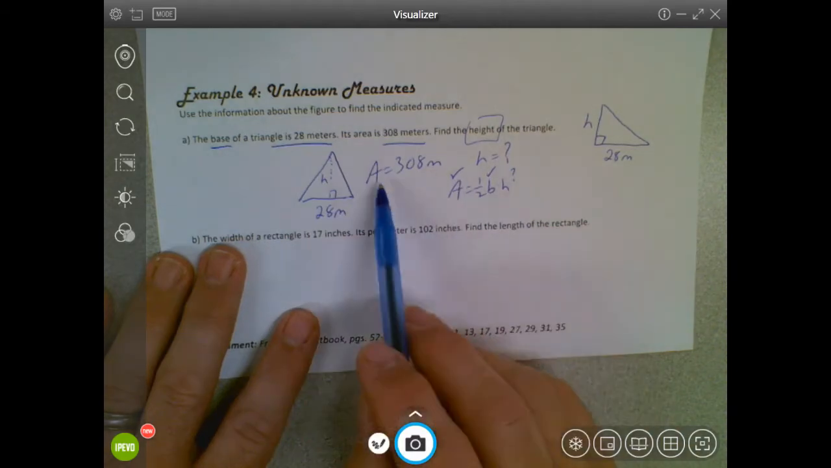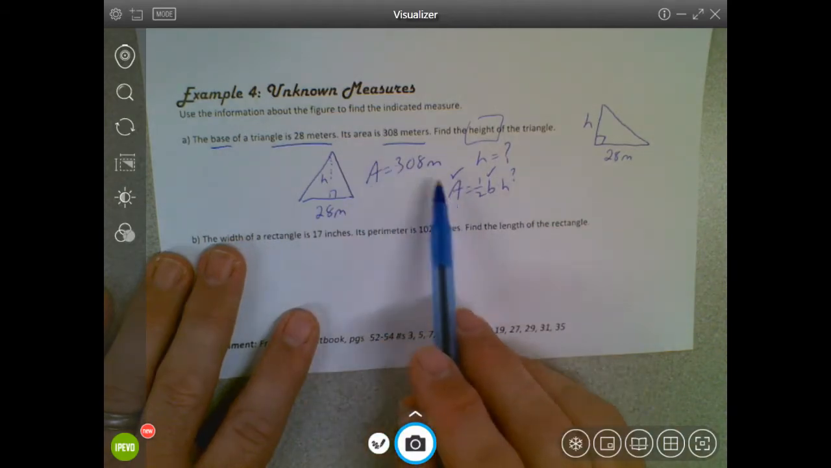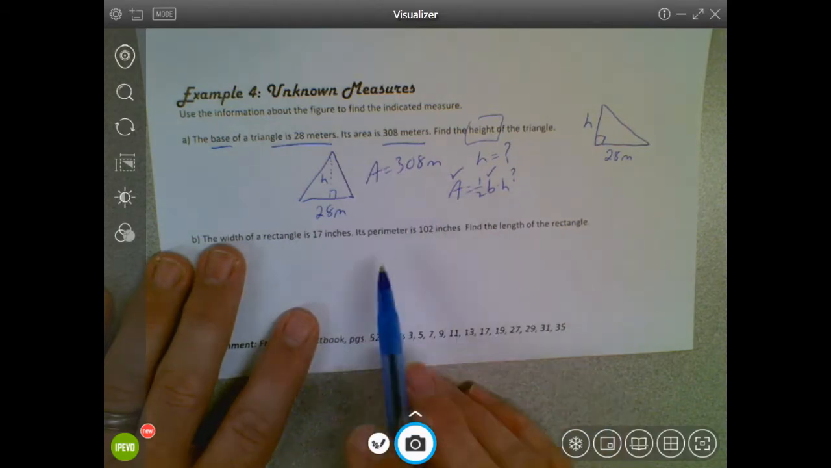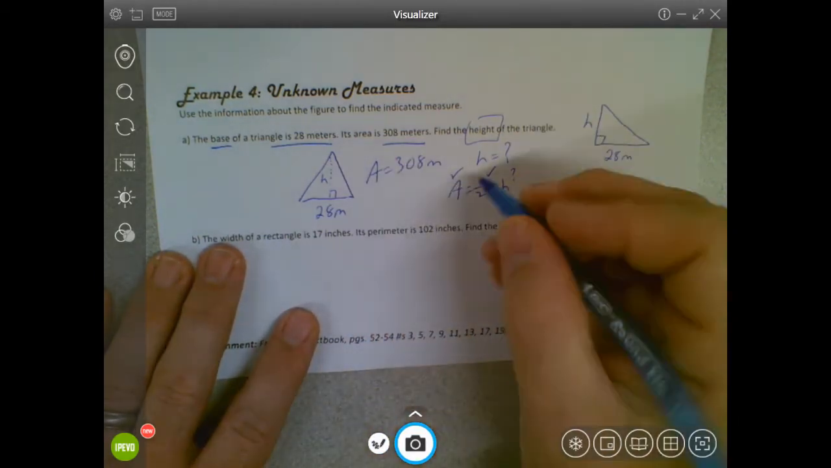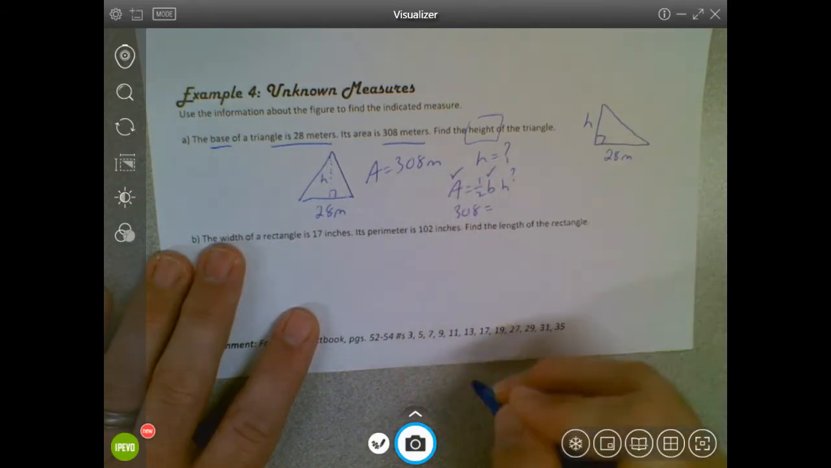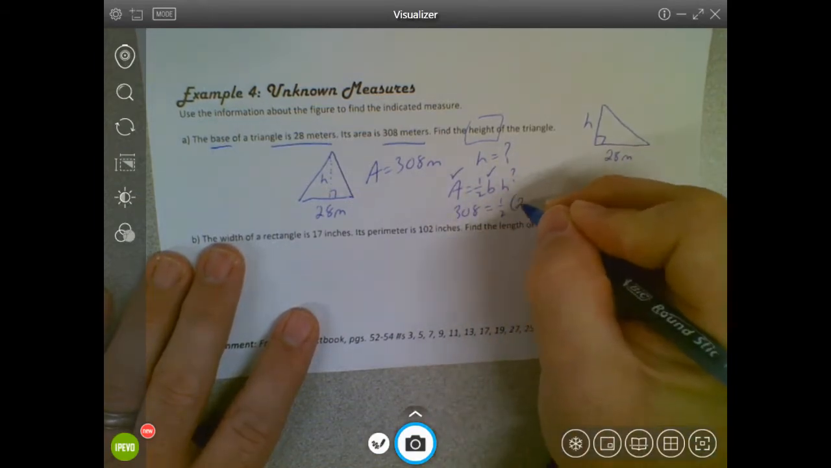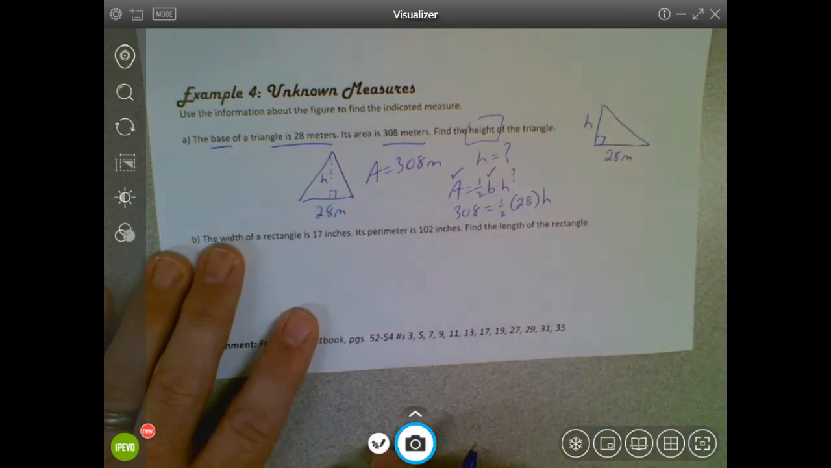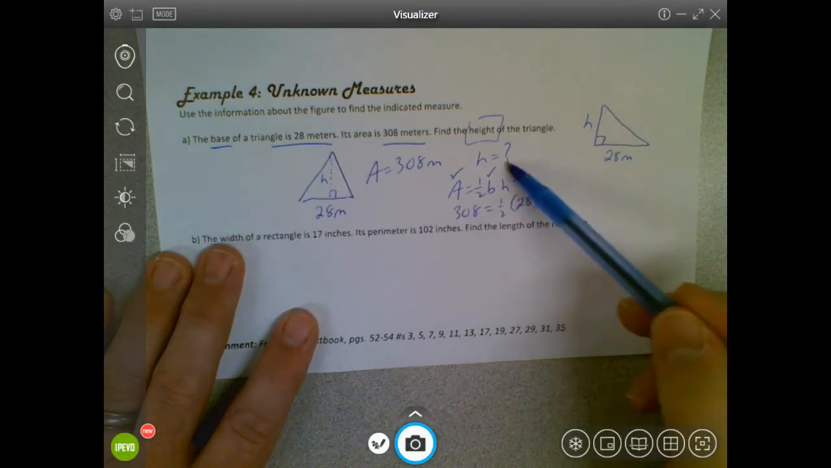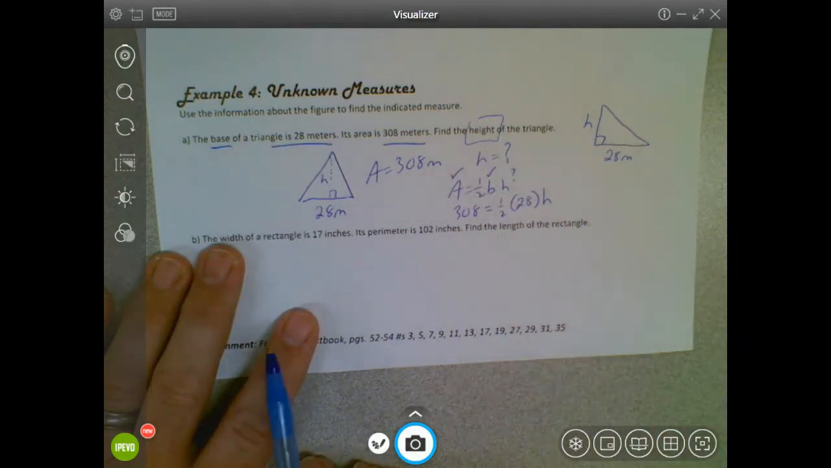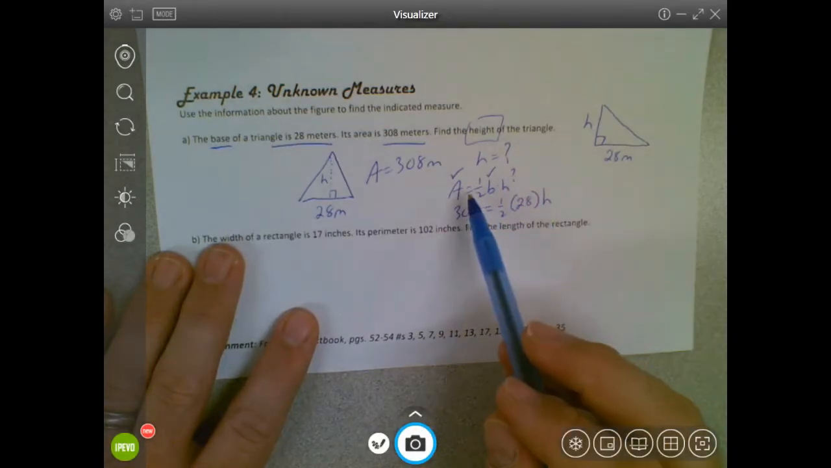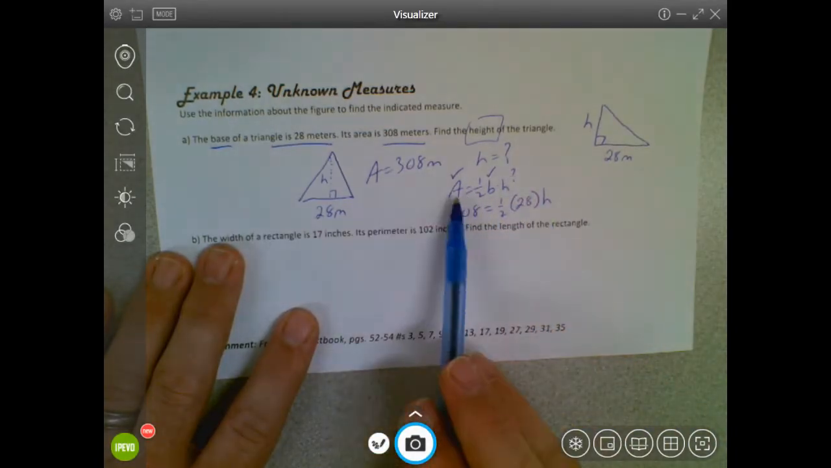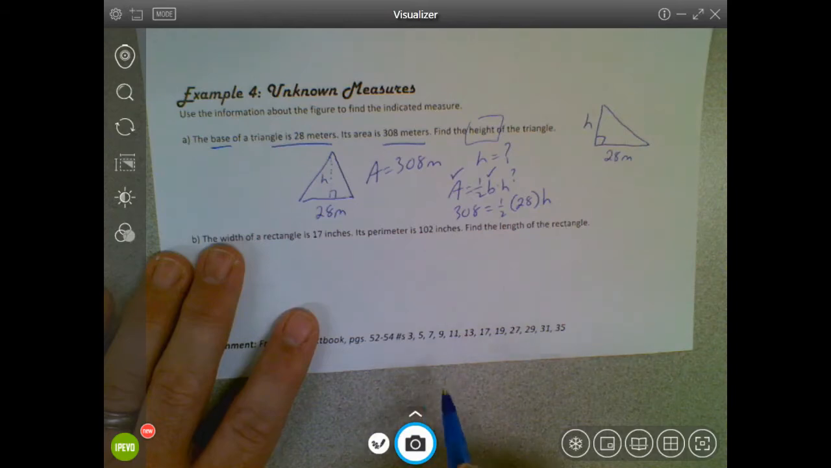So I'm going to go ahead. I think the best strategy is just substitute in right off the bat. Get some numbers in here. The sooner you get the numbers in, the more comfortable you're going to feel. So if I put the 308 in for area, and then I put in the 28 for the base, now I have an equation with one variable. Could we solve this equation for h before we substitute? Absolutely. I'll show you that method as well. But for this first go around, I think it probably gives you a little more comfort to see the numbers in the formula and then start simplifying.